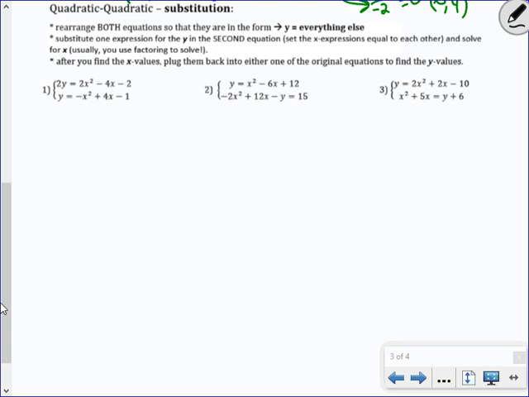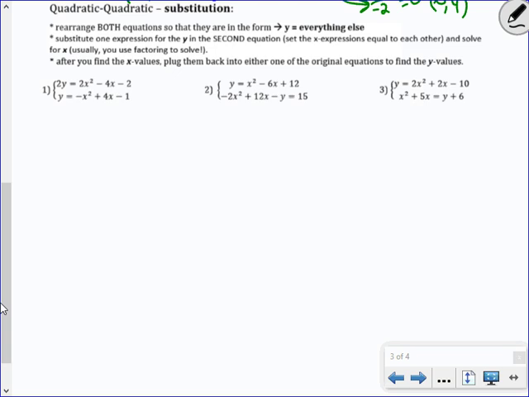Then you're going to set both of the expressions equal to each other. Remember how we were talking about the transitive property? If a equals b and b equals c, then a equals c. That's what we're going to be doing. We're going to take both of the expressions on the right-hand side and set them equal to each other. Then you rearrange and factor and solve, just like we did last time.